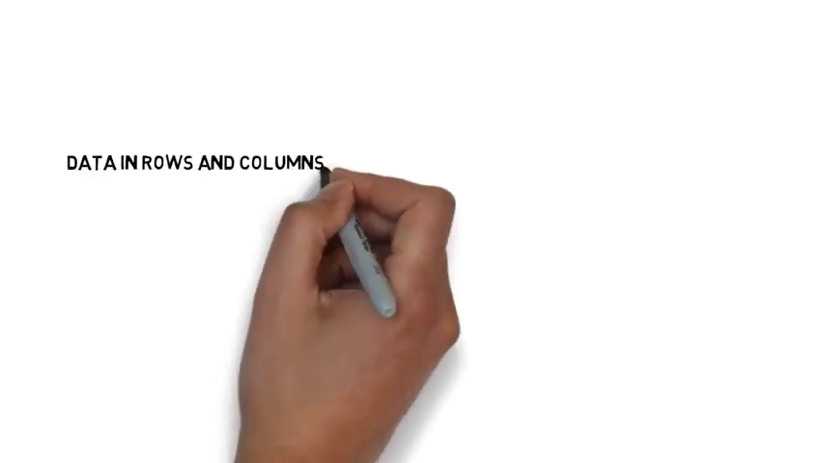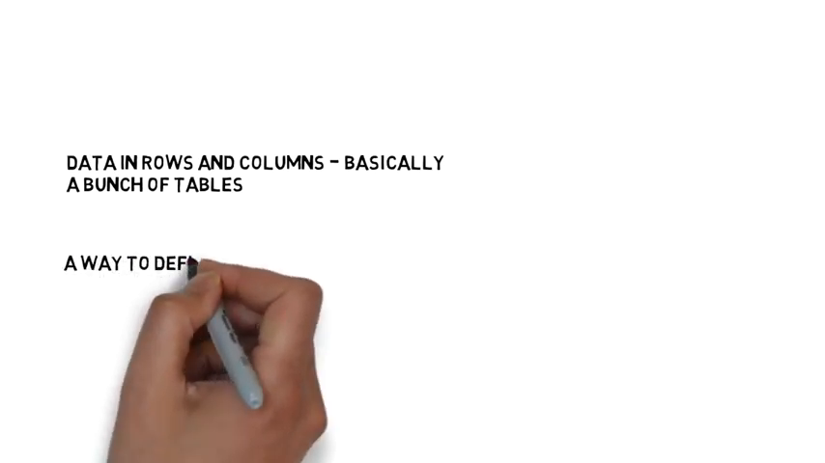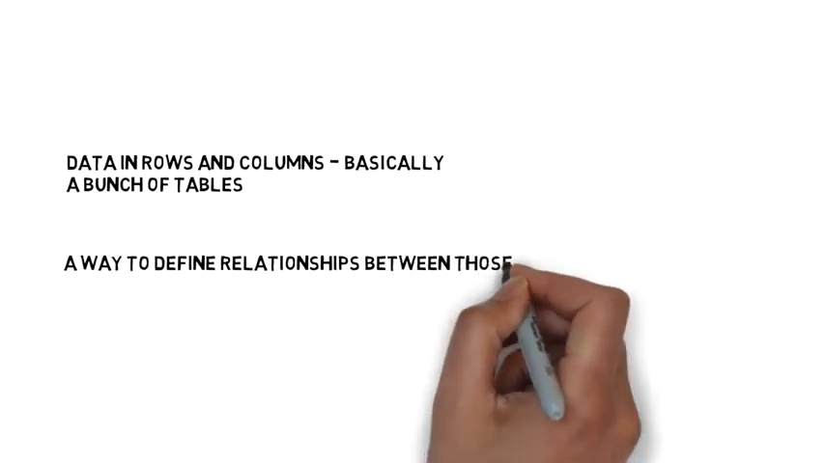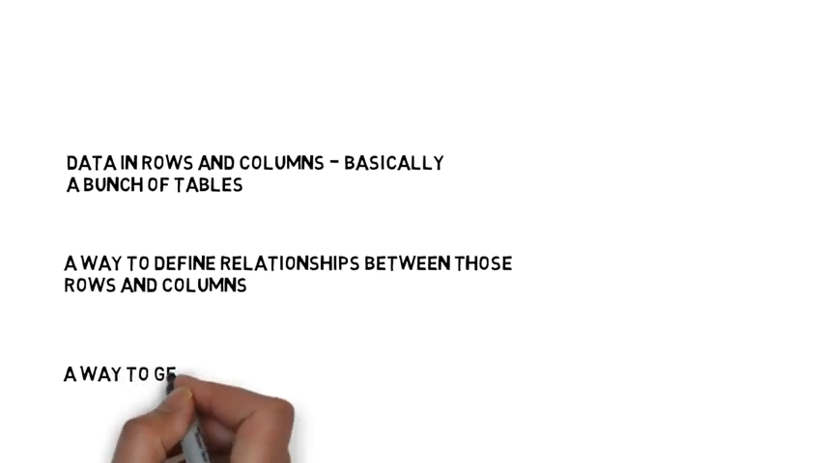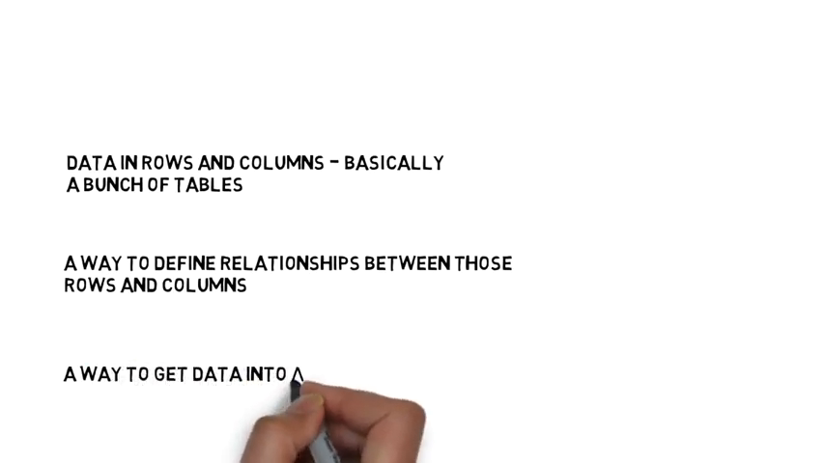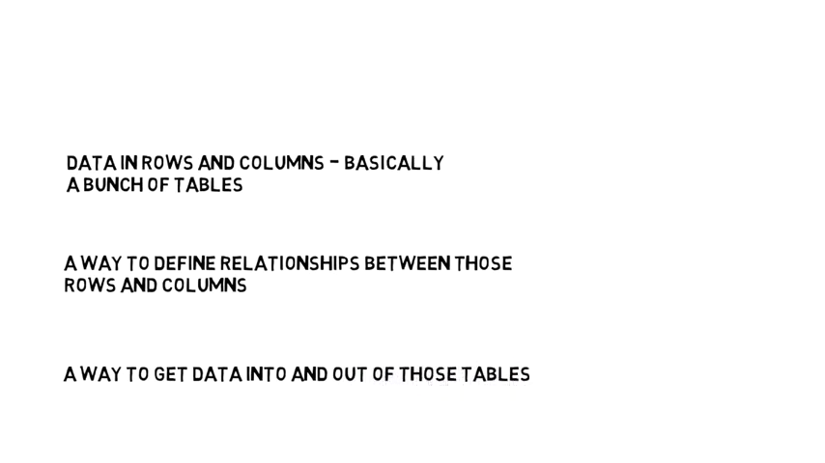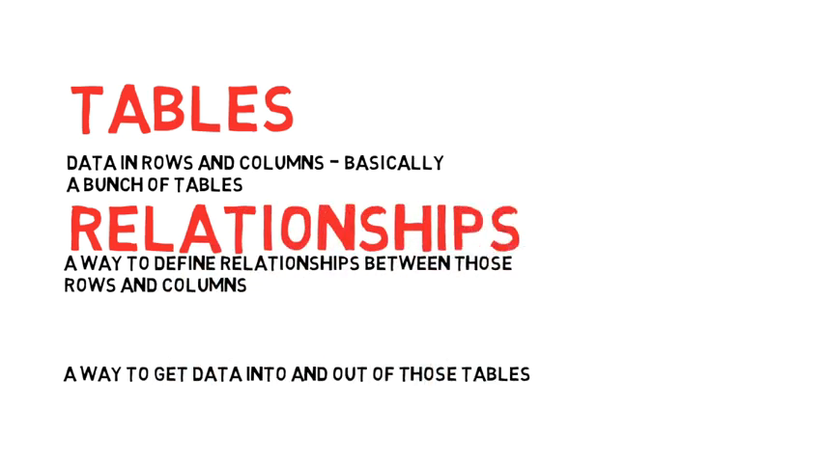So what does a database contain? It contains data in rows and columns, basically a bunch of tables. It contains a way to define relationships between these rows and columns and a way to get data into and out of those tables. This is what a database management system is. The data in rows and columns are tables. The relationships between these rows and columns are the relationships. And how do you get data in and out? Via queries.